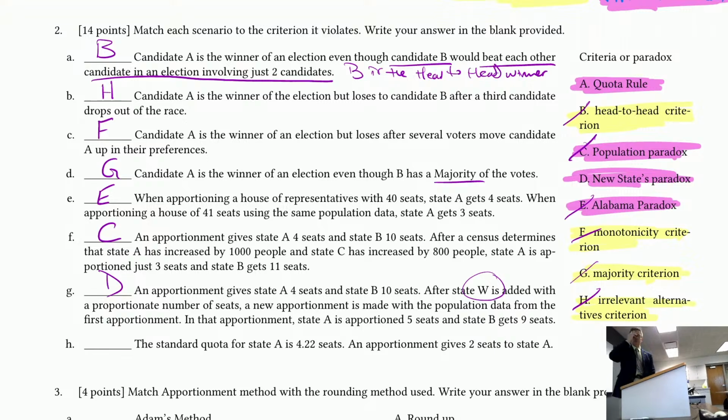And then, of course, the last one is going to be the quota rule. But in case you didn't, it's talking about quotas. So the quota rule says that this state should either get 4 or 5 seats, because rounding up you get 5, rounding down you get 4, but they only got 2. So that's a quota rule violation.